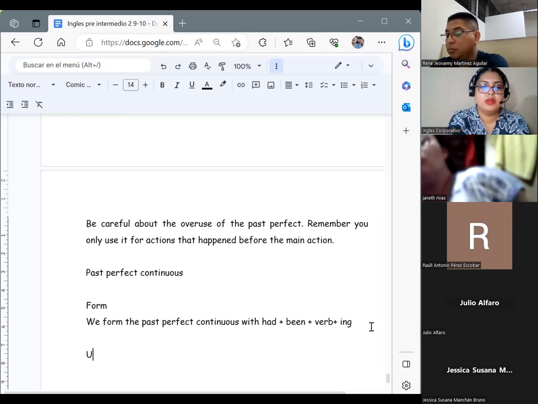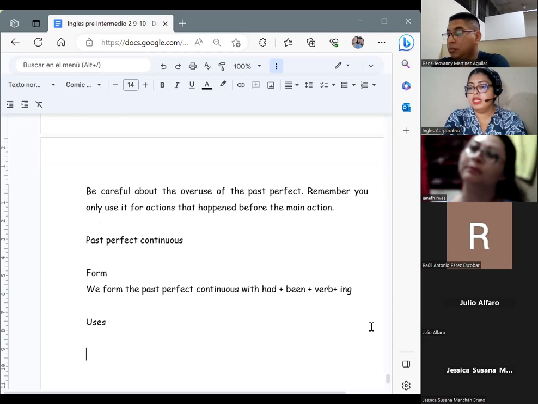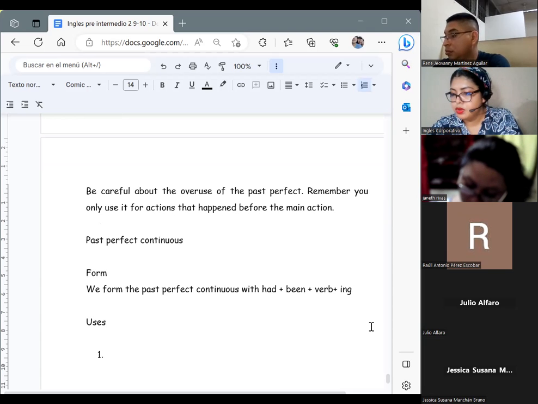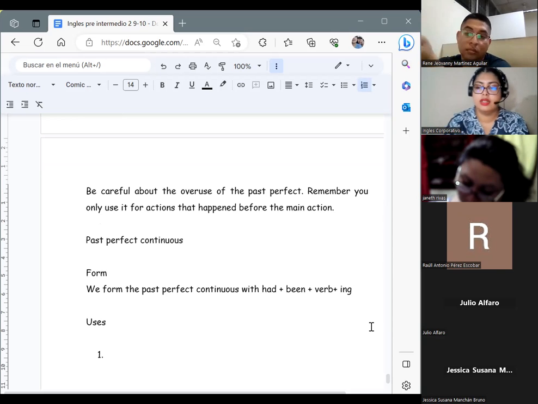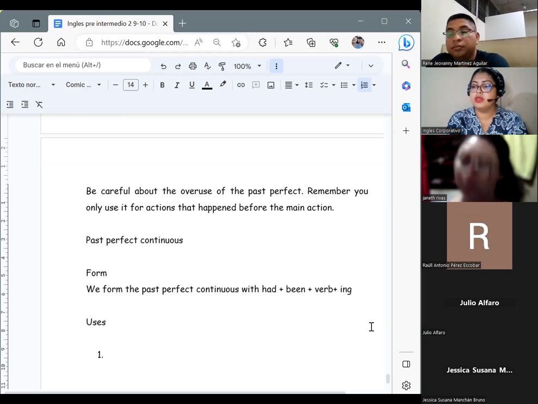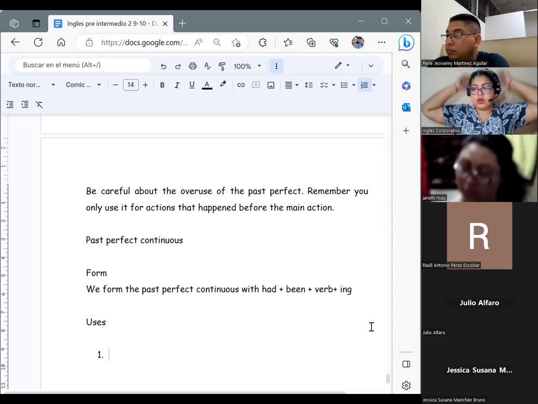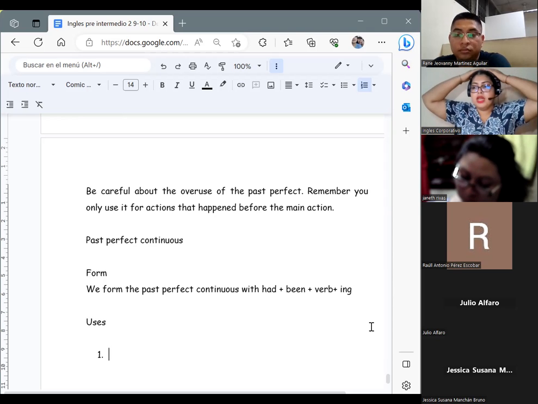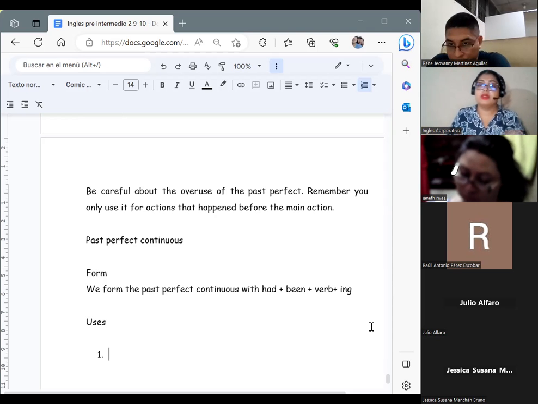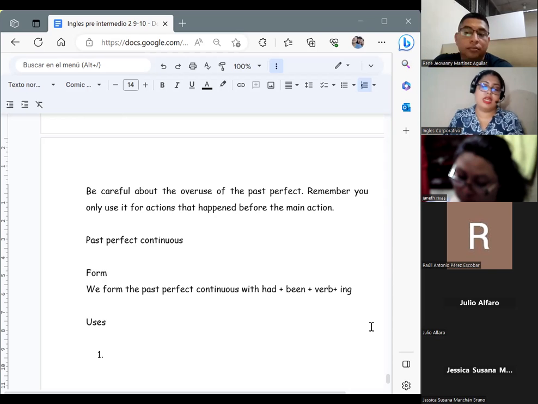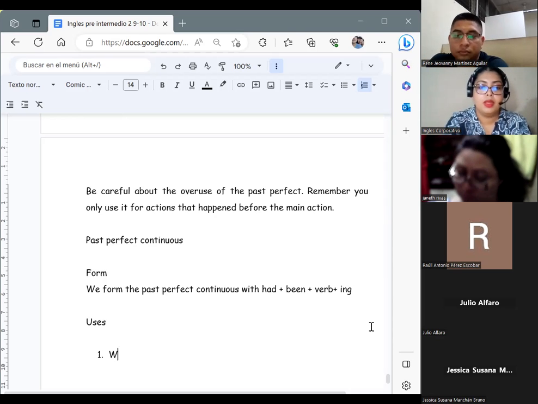So, in this case, the uses. And number one, because I think we have two different uses in this case. There are not a lot. In the number one, we use it to show that an action which started in the past continued up to another point in the past. Vamos a utilizarlo para mostrar que una acción inició en el pasado y continúa en otro punto, pero del mismo pasado. Pues son acciones que también tienen que ver, pero que quizás tienen una relación.